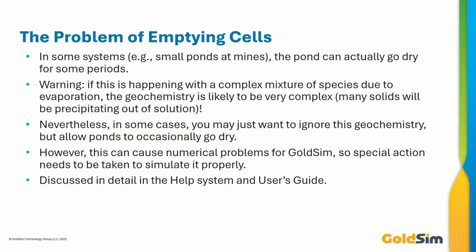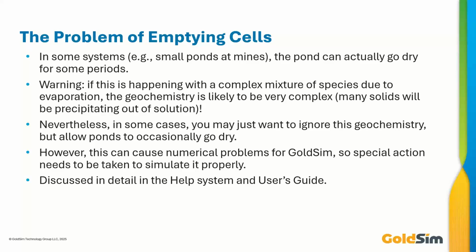Okay, here's a problem that for those of you who have done a lot of GoldSim modeling, you can run into in GoldSim, and it's a real problem. It happens in the real world. In some systems, if you have a small pond at a mine, the pond can actually go dry for some periods, right? Due to evaporation, the pond evaporates and then it fills back up with water, and then it drains again and it fills back up with water. And you may be interested in tracking the concentrations in this pond, but the pond keeps on going dry.